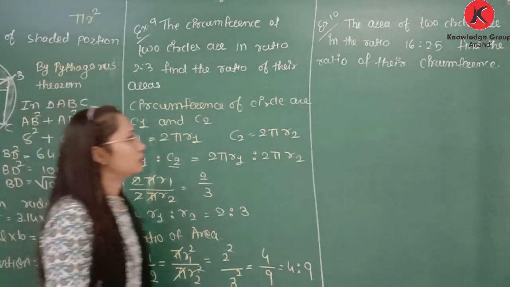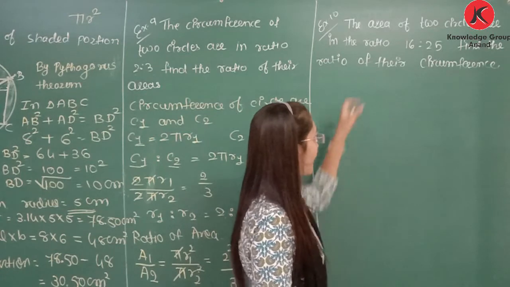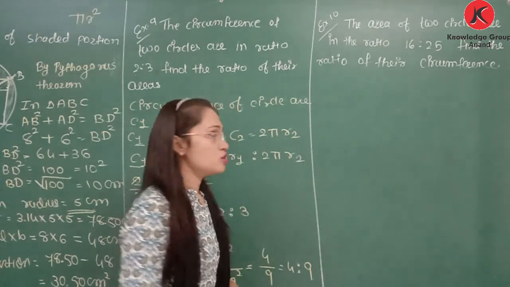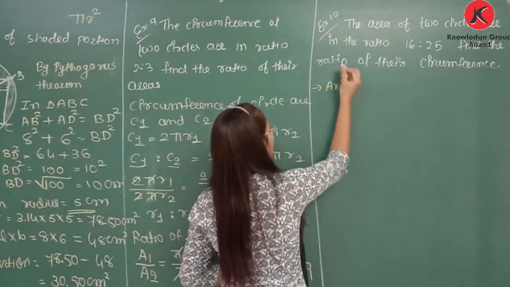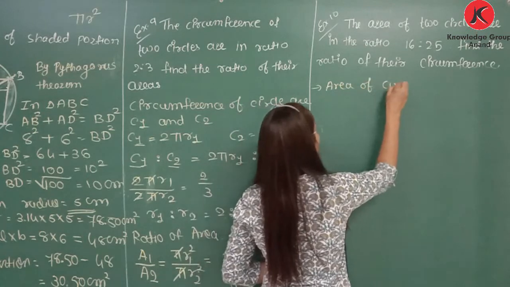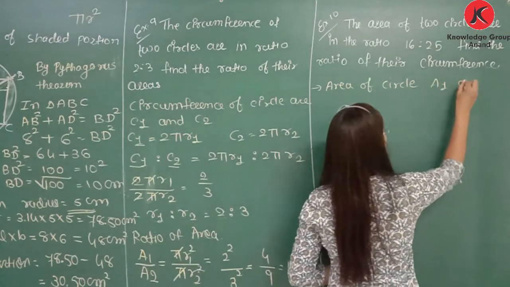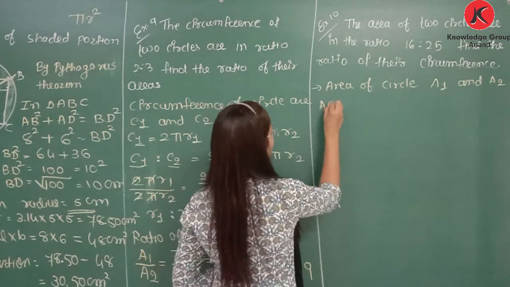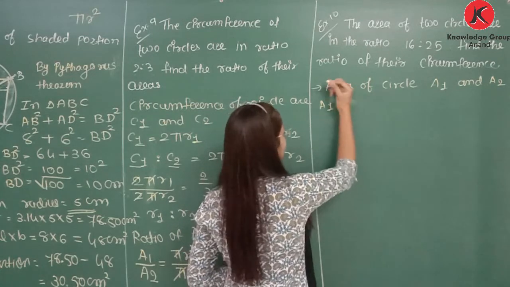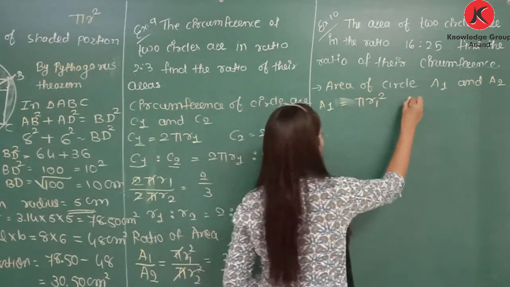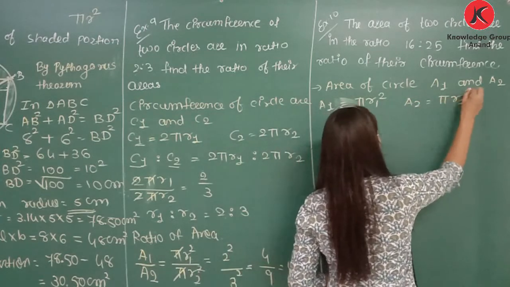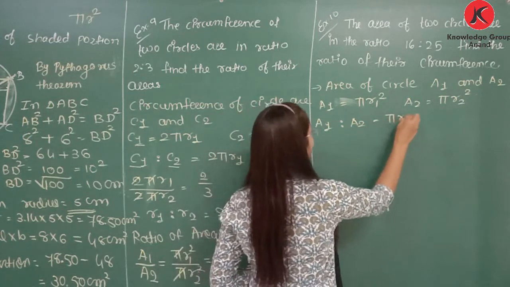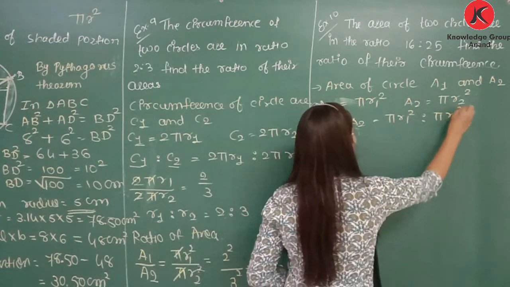Clear? Now next one. The areas of two circles are in the ratio 16:25. Find the ratio of the circumferences. So again we can write the areas of the circles, that is A1 and A2. What will change? Only the radius. Let's say A1 is pi r1 square and A2 will be pi r2 square. So the ratio of A1 to A2 is equal to pi r1 square to pi r2 square.